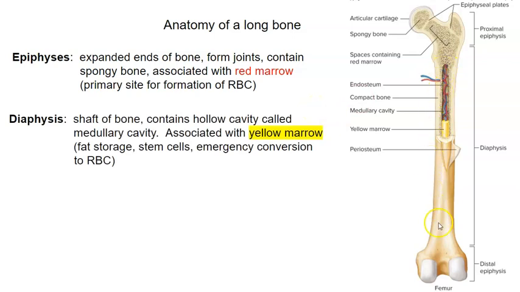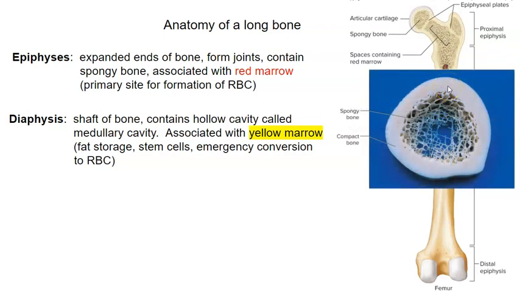In the middle, between the two epiphyses, we have what's called the diaphysis. Diaphysis is like the shaft of the bone. You can see it's hollow on the inside. This is called the medullary cavity or the marrow cavity, and inside of that you'll find yellow marrow. It's called yellow marrow because of the fat, or the adipocytes, appear yellowish in color. There are stem cells in here, and in the event of an emergency, these stem cells can be converted to actually red blood cells, like if you had significant bleeding.